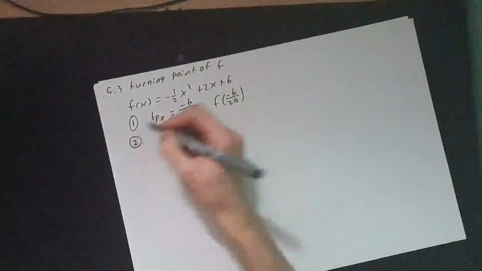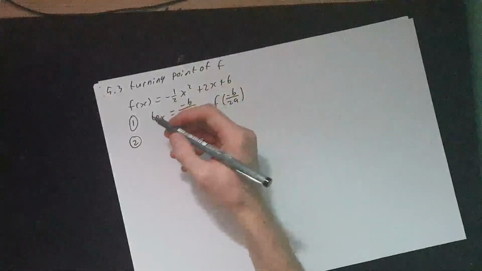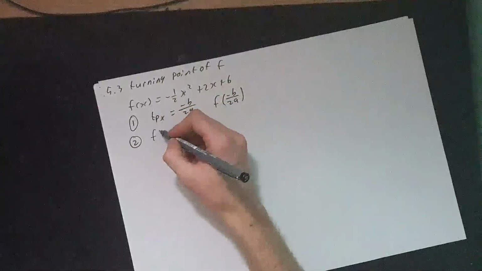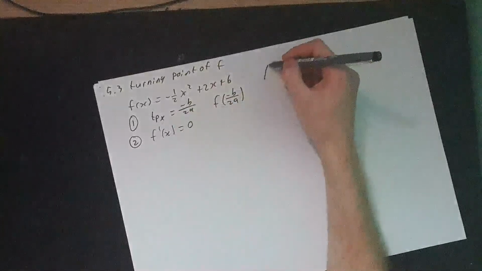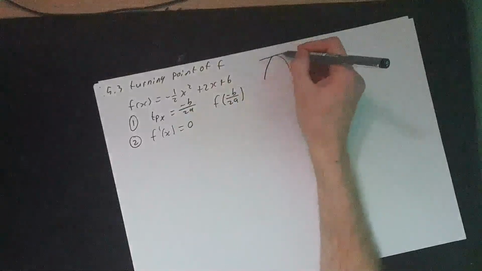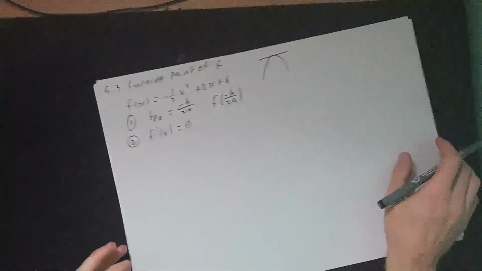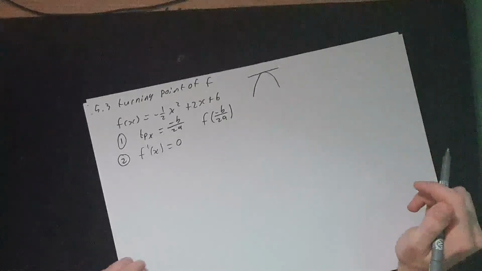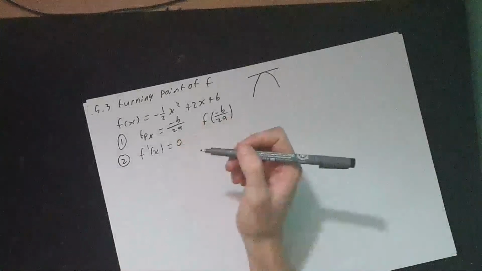The second way, if you're a little bit more courageous to try it, we can take the first derivative, f prime of x, and we set that equal to 0. Why? Because if we look at our function, at the turning point it is a flat line, which means your gradient is 0. Let's do option 1.